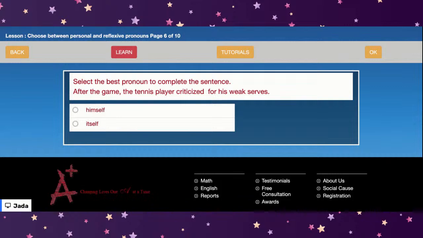Select the best pronoun to complete the sentence. At the game, the tennis player criticized Dash for his weak service. Criticize who? Himself or itself? Himself.